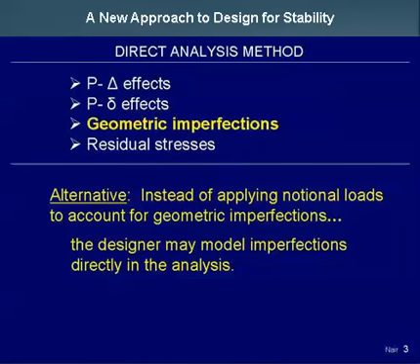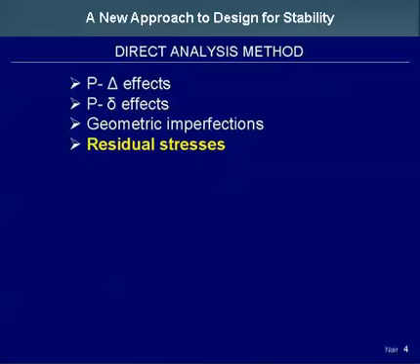You do have an alternative though. Instead of applying these notional loads to account for geometric imperfections, you could model the imperfections directly in the analysis. That's the alternative you have. And for structures other than simple tiered buildings, that is probably the way you would have to do it, because you could still use the notional load concept, but the constants that were given are really for a tiered building. But for any structure, you can model the imperfections directly in your analysis.